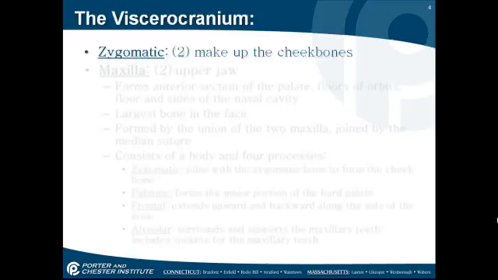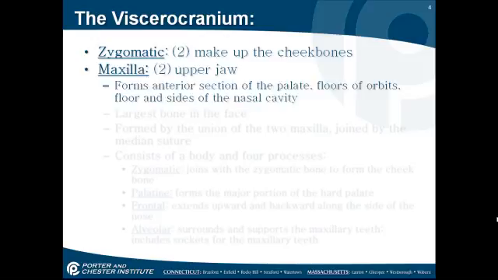The zygomatic, there are two of those. They're the cheekbones, right and left. The maxilla, there are two bones. That's the upper jaw. That maxilla forms the anterior section of the palate, the floors of the orbits, and the floor and sides of the nasal cavity.